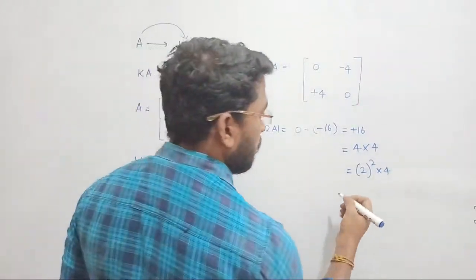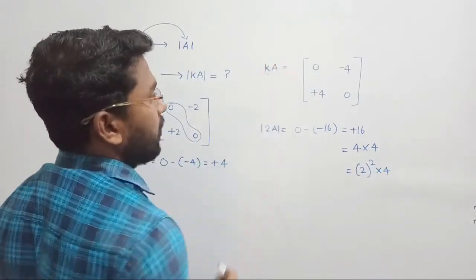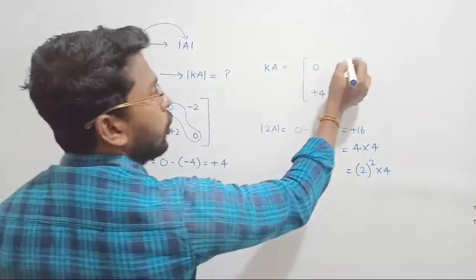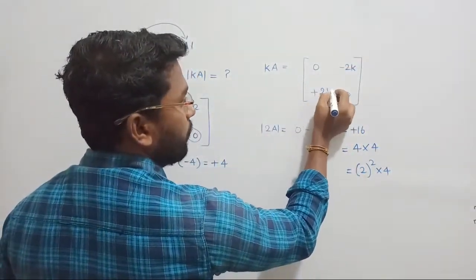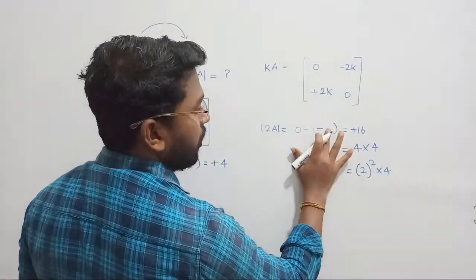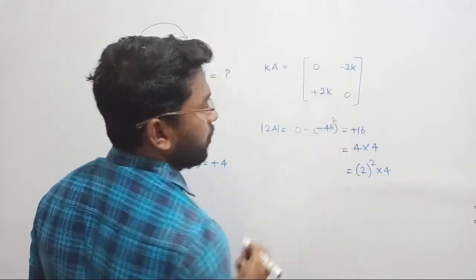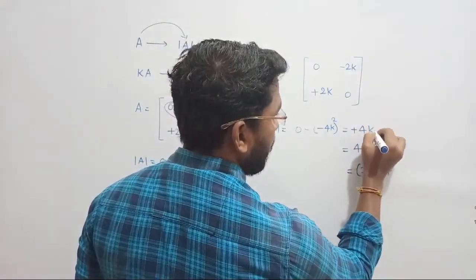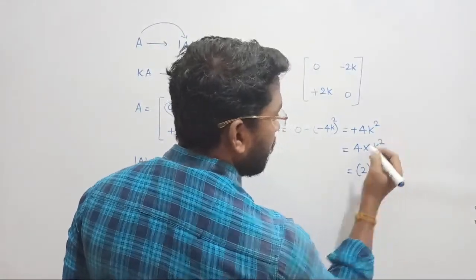Again I am reducing. Let me introduce something. Instead of having 2, suppose it is scaled by a factor of k, then what happens? Instead of 4, you will have twice of k. Then if you find the determinant, you are going to get 4 times k square. Do you agree with me? Yes. Then what will you get here? It is going to be 4 times k square. Exactly, and this is also going to be 4 times k square.